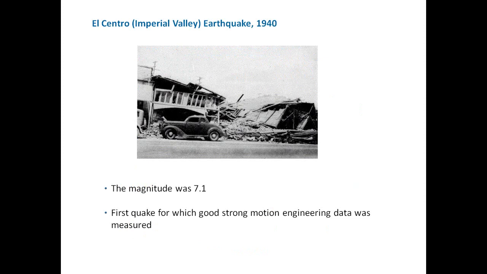Okay, we've talked about the El Centro or Imperial Valley earthquake of 1940. The magnitude was 7.1, and it was the first quake for which good strong motion engineering data was measured.